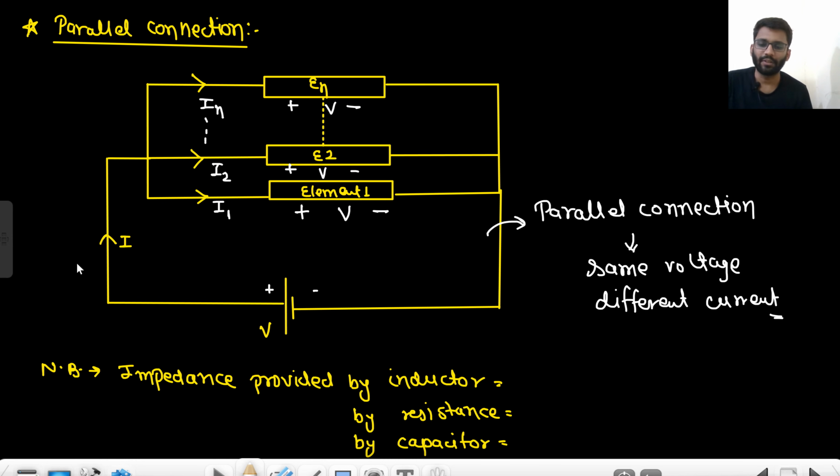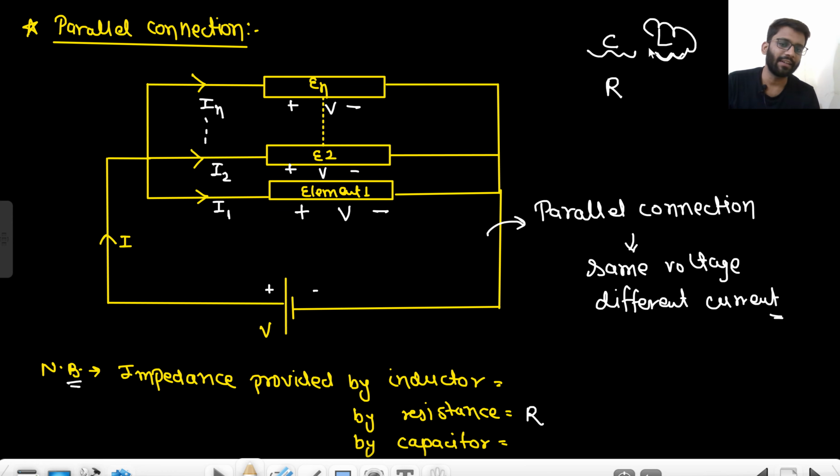Now there is a simple note you should see. We studied about the capacitance, we studied about the inductance, right? So are they the impedance? No, they are not the impedance. We have studied about the resistance. Yeah, that is an impedance. So the impedance provided by a resistance is R always. Now what will be the impedance provided by an inductor? That will be j omega L. If you know it already, then it's good. If you don't know it, you should note it down. It is j omega L.